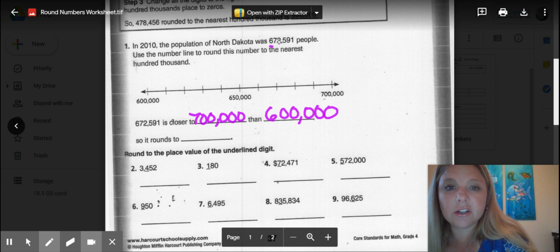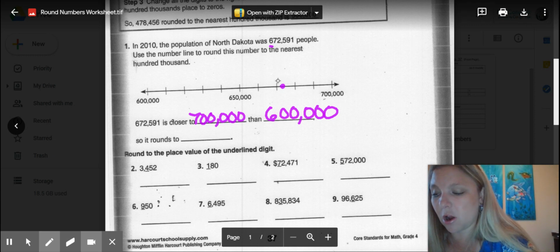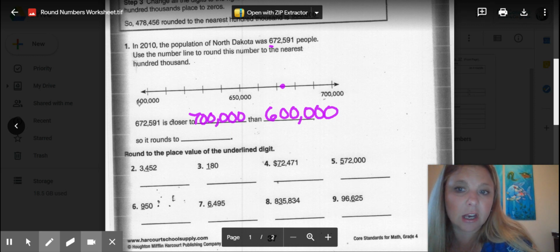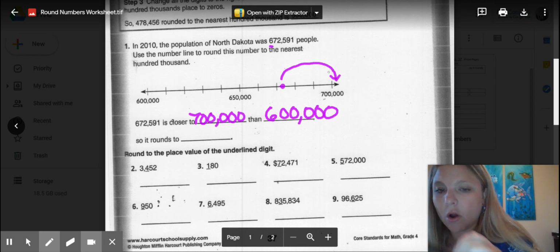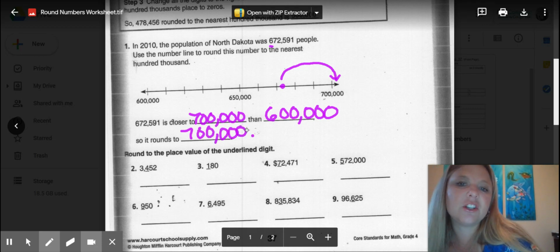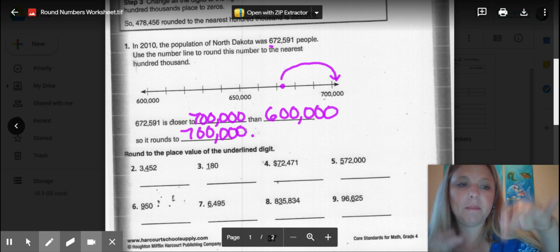If I were to look at 672,590, I know it's larger than 650. Here's 660. Here's 670. Here's 680. Well, I know 672 goes right about here. So if I round this, am I going to round it to 700,000 or am I going to round it to 600,000? Clearly, the number is closer to 700,000, so I know that I would round it to 700,000. That's just a number sentence, making sure you understand exactly how to manipulate these numbers.